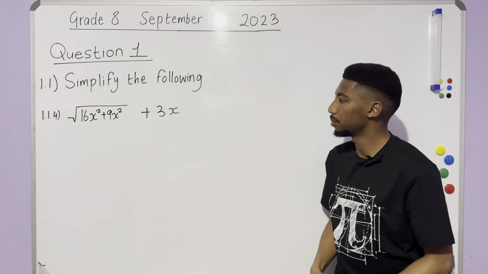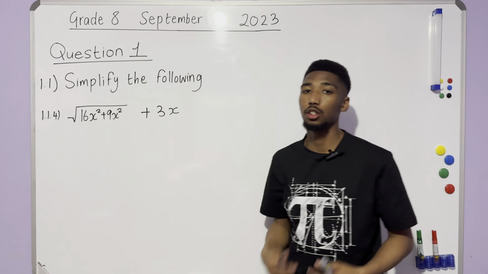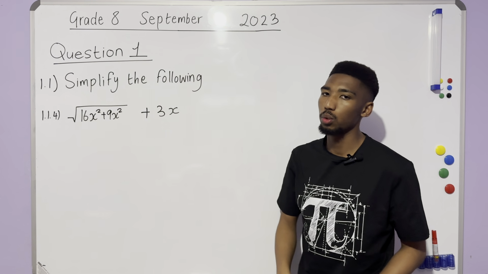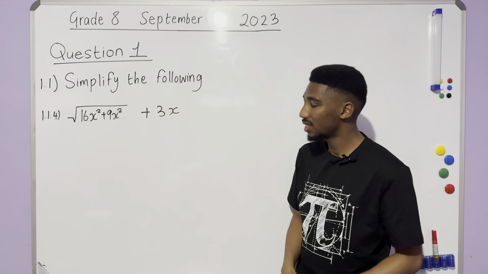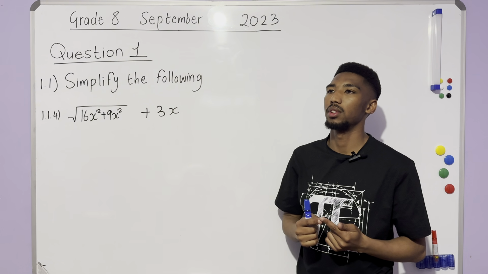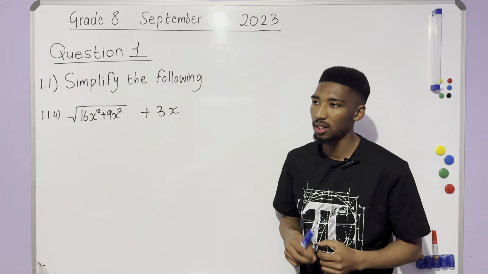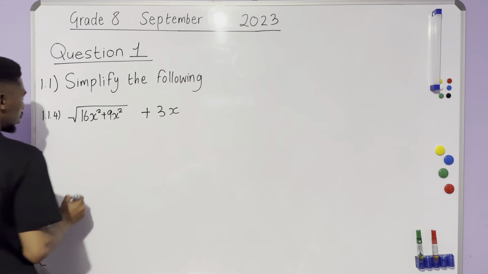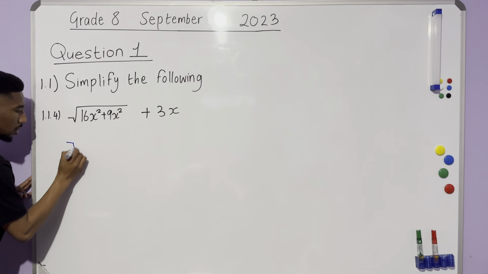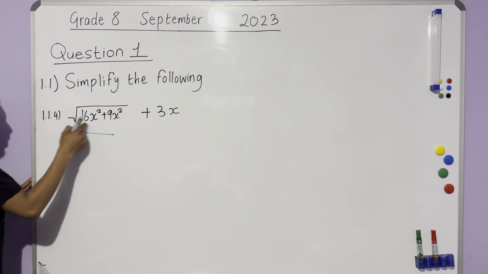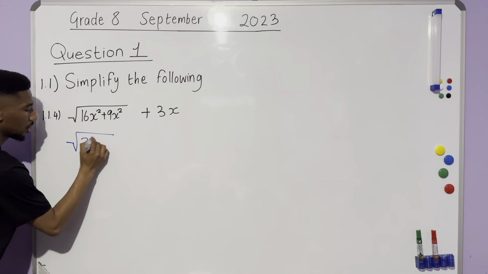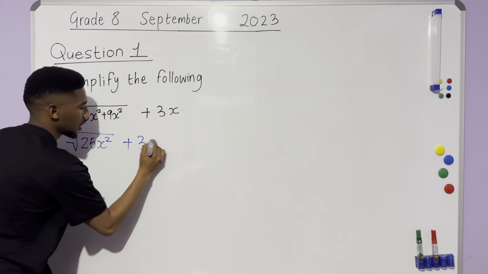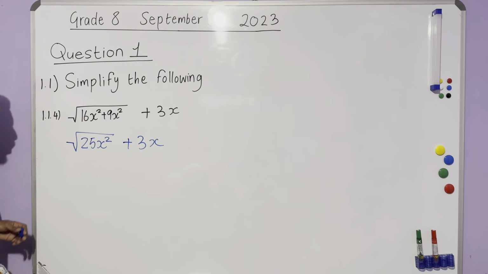In the next question, we have simplifying, but there's a square root. So, if we look underneath that square root, we can see that there are like terms. The moment you see like terms, you simplify those like terms. So, these two terms are still under the square root. So when you add them, 16x squared plus 9x squared is 25x squared. And the plus 3x is outside of the square root.